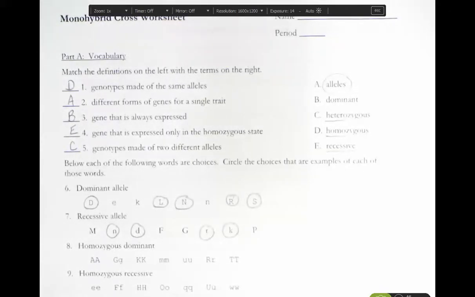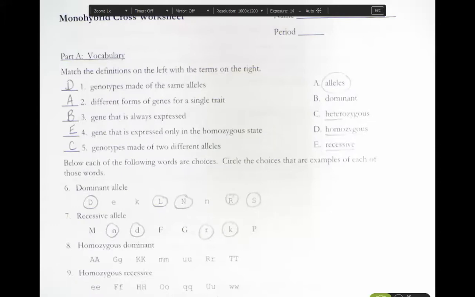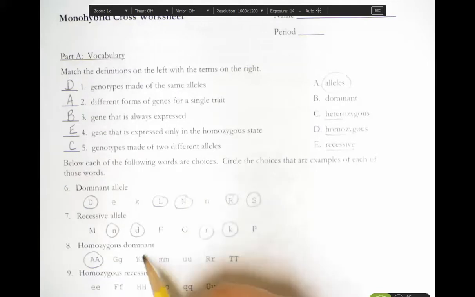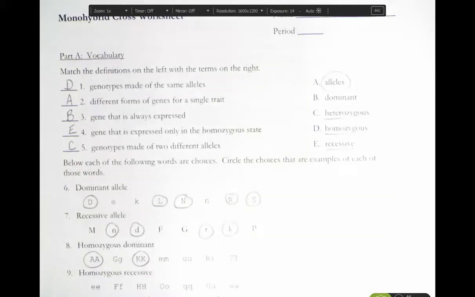Now we're going to use one of the vocabulary terms, homozygous, and combine it with another vocabulary term, dominant. So now we have to find the homozygous. Remember, homozygous means the same, but they have to be dominant. So we have to have the same and uppercase. Uppercase A, uppercase A. Uppercase K, uppercase K. And uppercase T, uppercase T. All three of those are homozygous dominant.